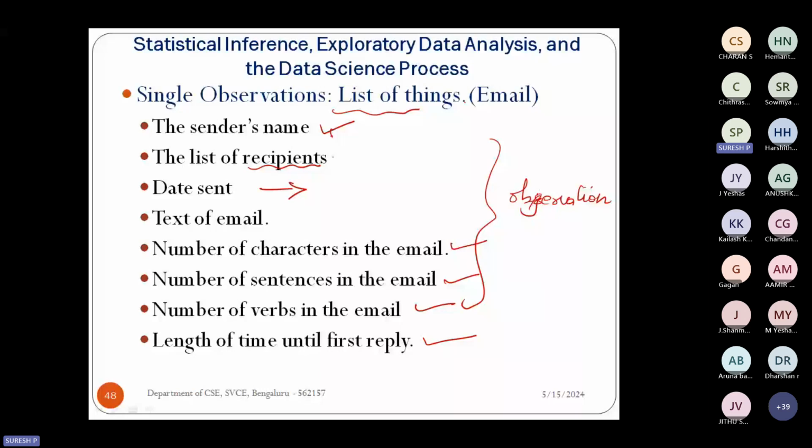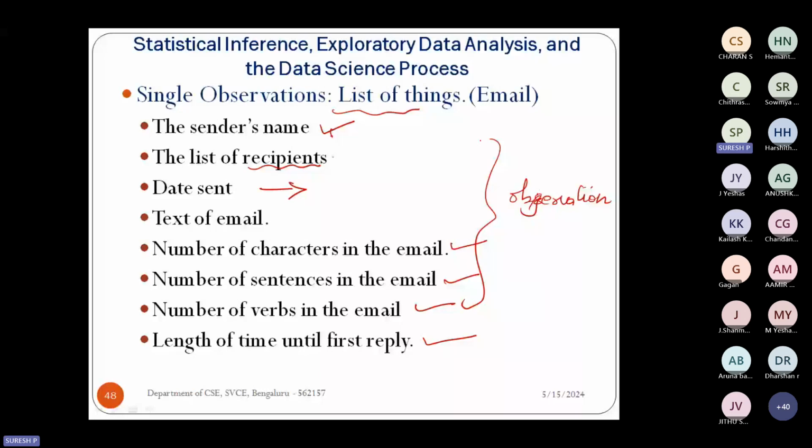And we are going to have the text of the email, the number of characters in the email, the number of sentences in the email, the number of verbs in the email, and the length of time until first reply. These are some of the observations, because if you take any email, I have to set how many verbs are there in the characters in the mail you have sent. For that we require the time, the number of sentences typed from the characters typed, and in those words, what verbs you have used. Okay, that's how it is going to be done.